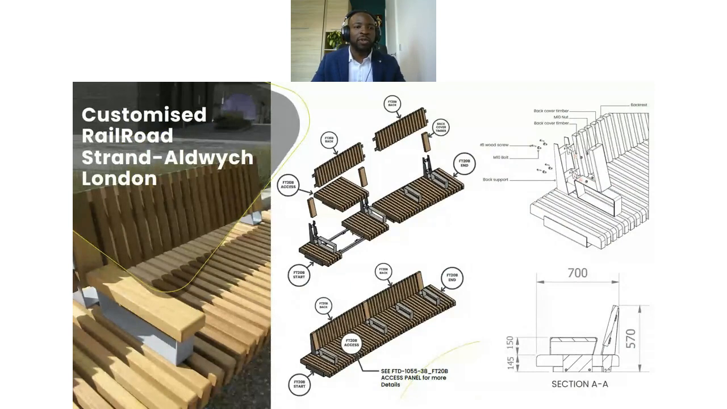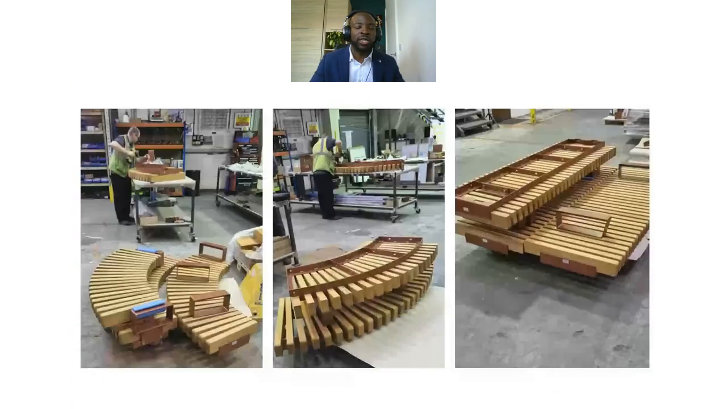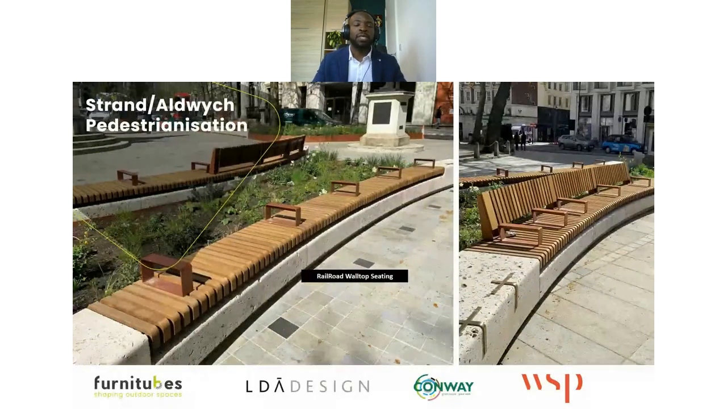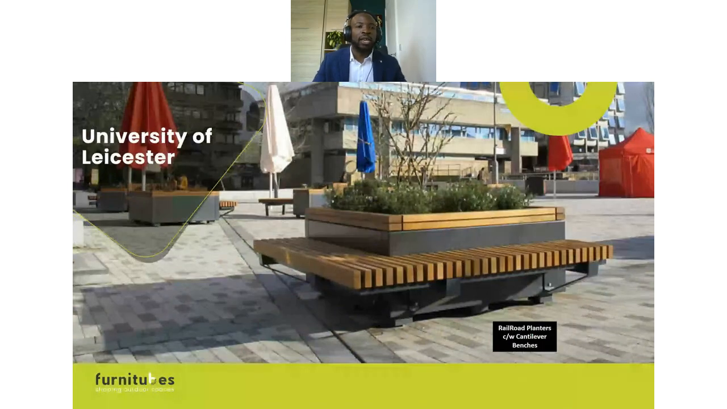So this is for Strand Aldwych, which is still currently being built by FM Conway. So this is what the railroad pieces look like. And they actually wanted some railroad wall tops without the supports. So we were able to design this for them with, we must say, quite bespoke radii, but that's something we were able to do. Another example is here at University of Leicester, where we were able to cantilever the railroad seat on an extra large railroad planter.